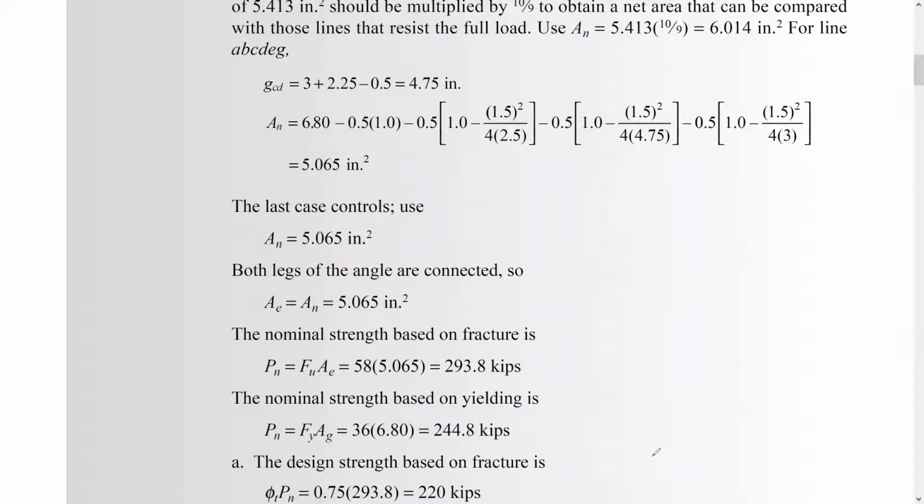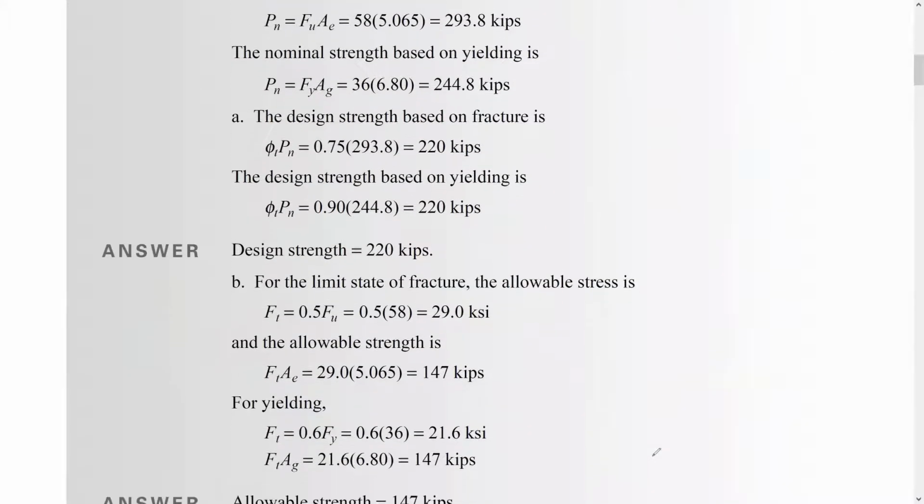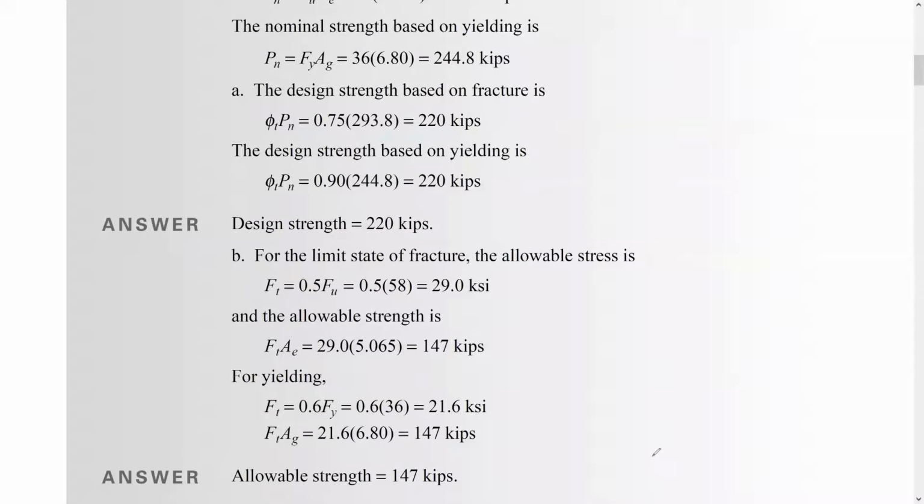So right now we can use either, let's say, the LRFD method or the ASD method. For the LRFD method, the design strength based on yielding is going to be 0.9 times the nominal strength based on yielding, so it's going to be 220 kips. Based on fracture, it's going to be 0.75 times the nominal strength based on fracture, so this is going to be 220 kips. So the design strength is going to be the same for both, so it's not a matter of which one you pick. But finally we can say that the design strength based on the LRFD method is 220 kips.